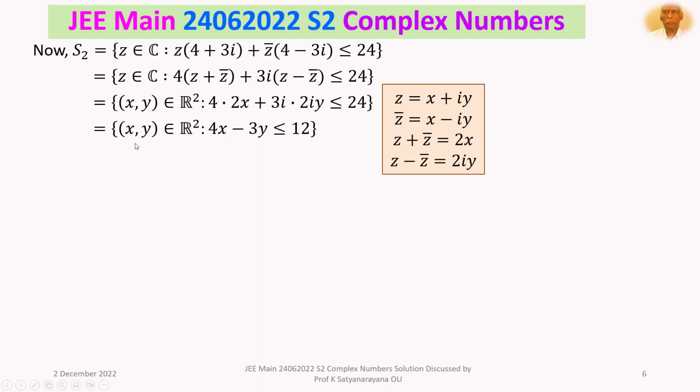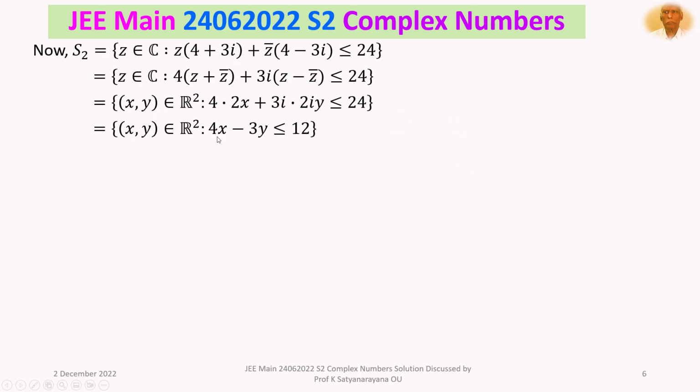And now 2 is common throughout. 2 cancels here, 2 cancels here, 2 twelves are 24. So this will be the set of all ordered pairs x, y belongs to R square, such that 4x minus 3y is less than or equal to 12.